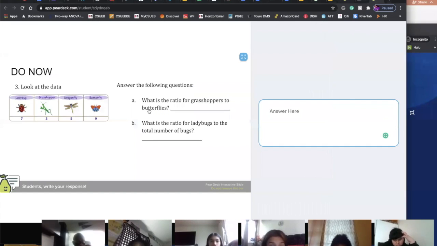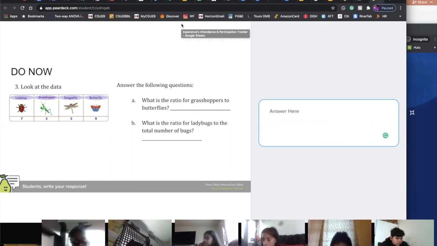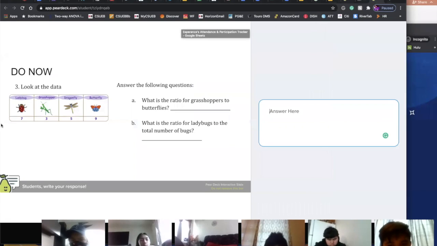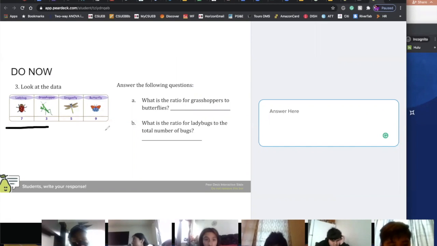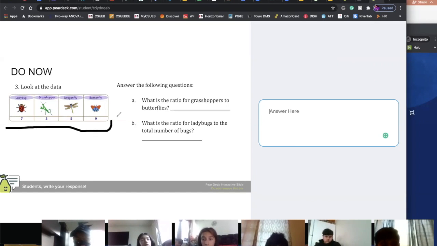Okay, looking at this last question, it says look at the data. When it says to look at the data, when we think about data, we're thinking about information. Data is information. And where's the information coming from? KK, where's the information coming from? From the bugs. Yeah, so this is the data right here. This is the info we're using, correct? KK, stay with me for this one.